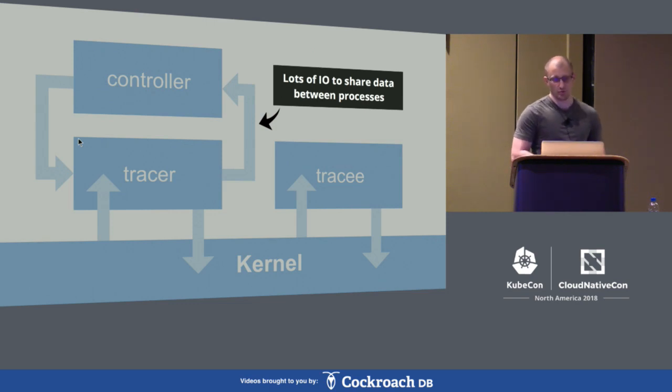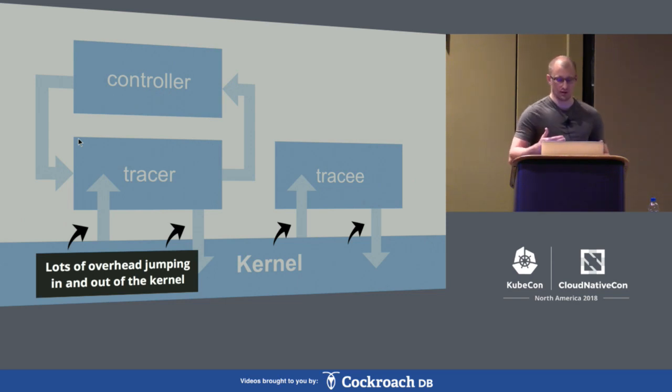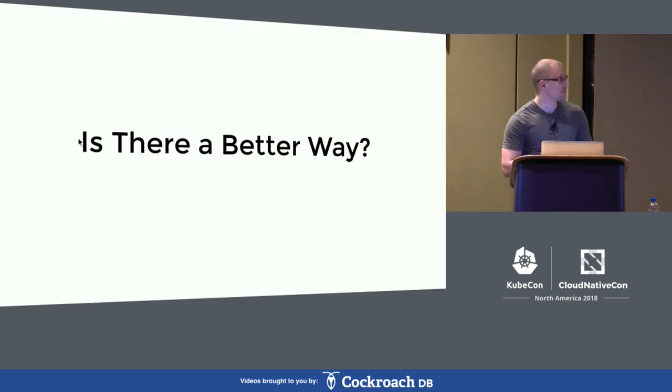So why is that? Well, the controller process that I have driving the debugger has a lot of I/O to share data between the debugger and the controller. In addition, there's a lot of overhead in jumping in and out of the kernel. There are context switches whenever you jump in and out of the kernel, so that contributes to the overhead.